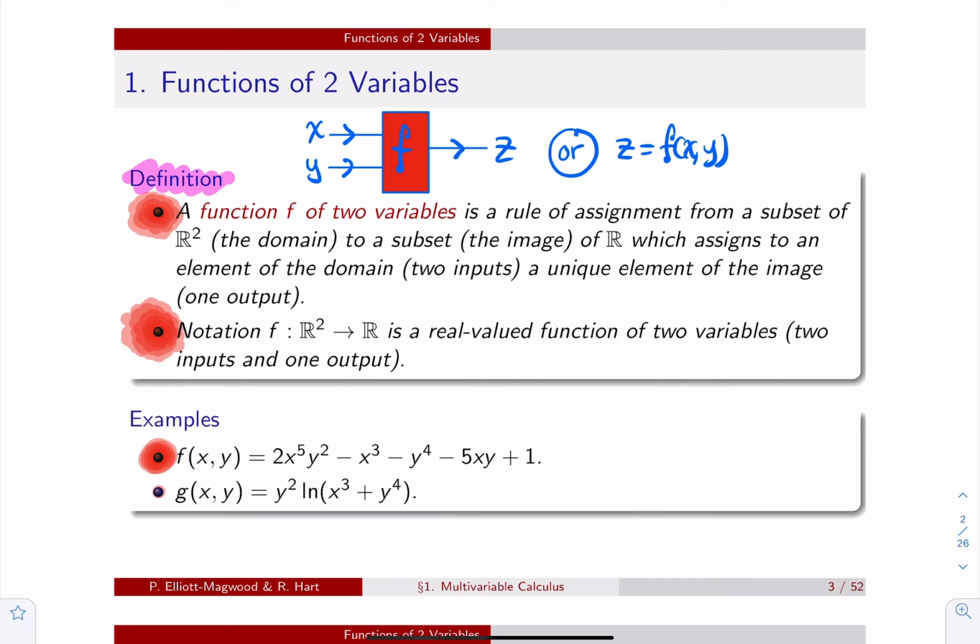And I also have the function g, which is y squared times the logarithm of x^3 plus y^4. So here, for the domain, you have to be careful. There are values such that x^3 plus y^4 is either 0 or negative. So this is not defined everywhere. But for those pairs where it's defined, you can compute the output algebraically. And all the functions that we're going to study in this chapter are going to be defined algebraically, in the sense that we're going to be dealing with equations in this chapter.